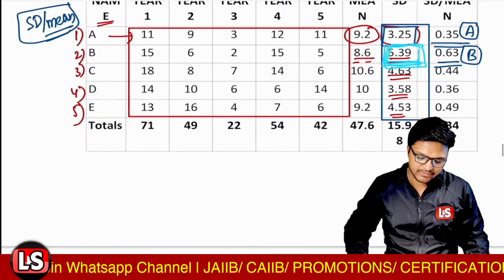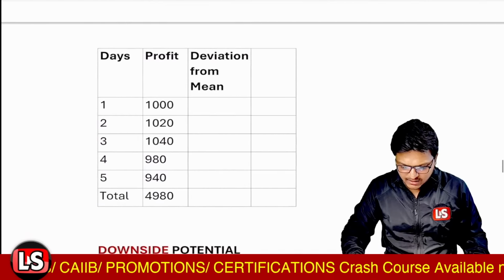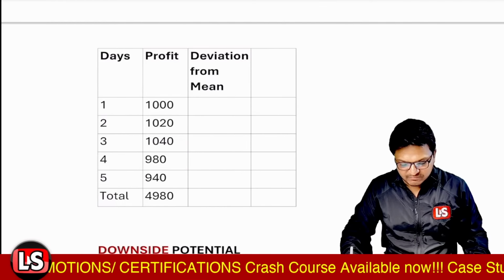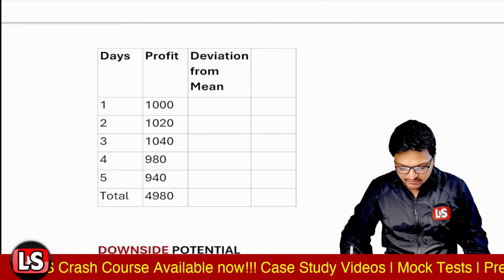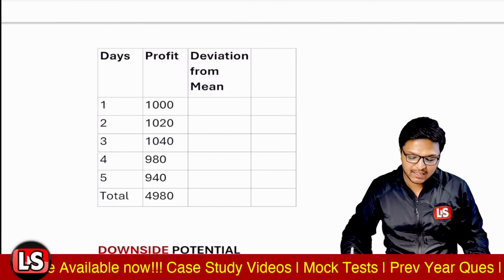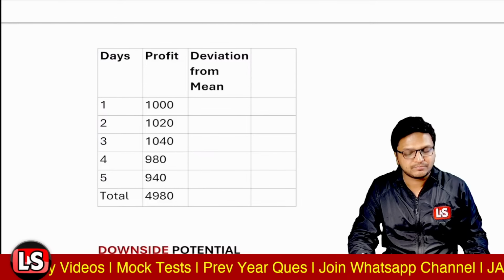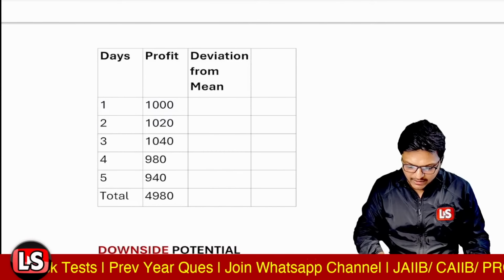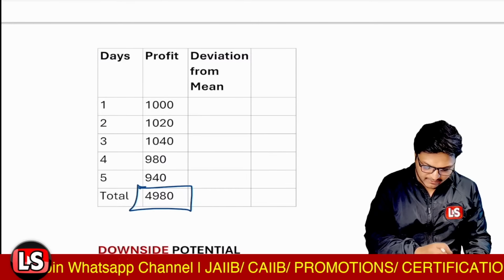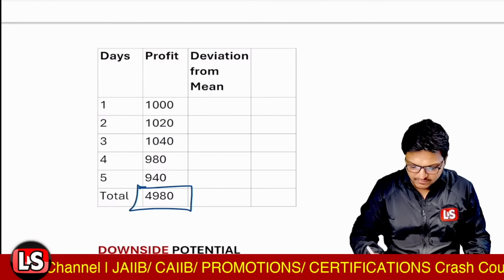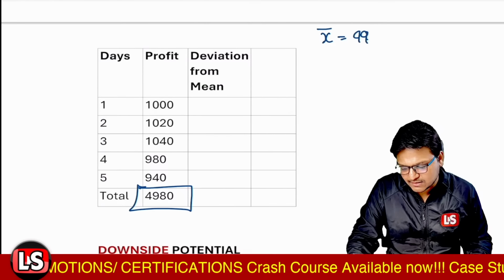Right? So next, let's move to the volatility. We need to calculate the standard deviation from the mean. The profit for the different regions is given, and we are having the total over there. Further, we need to calculate the standard deviation from the mean. So how can we calculate it? It's quite simple. We already have the total, so what will be the mean? It is 4980 divided by 5, that is equivalent to 996. So the mean value represented by x bar is equal to 996.